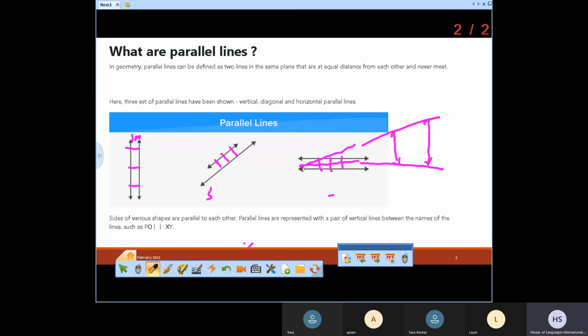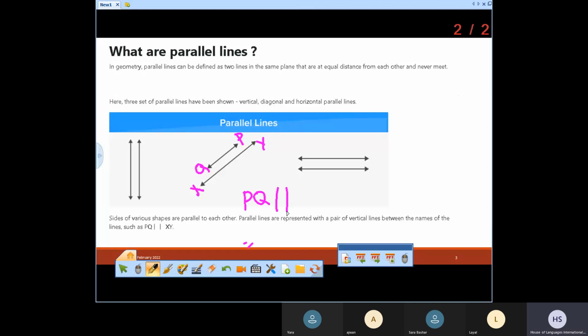Now, what is the sign or the notation of parallel? Here we have PQ, and here we have XY. How can I say they are parallel? I will say PQ, like this. This means parallel lines. PQ is parallel to XY. Exactly, this is what I mean by parallel lines.